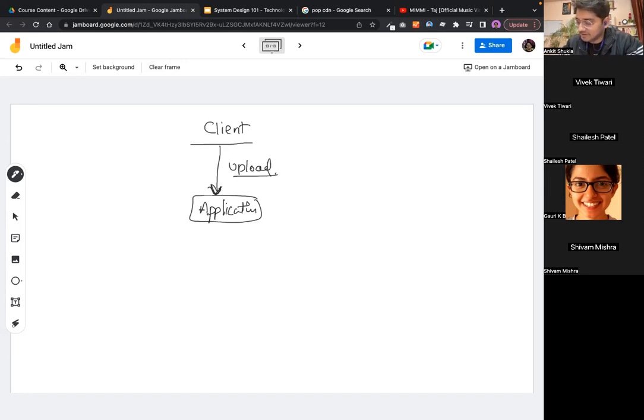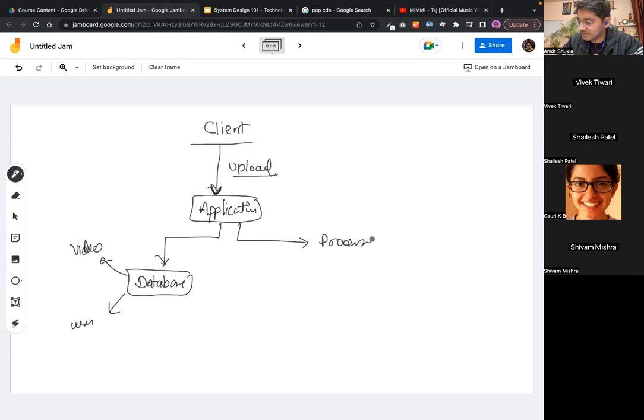Then the application logic will store this in the database. The tables we are going to use are the video table, and also a table known as users, in order to make sure that the right user is loading it. As soon as this is being done, in parallel it will also put it in the processing queue. If you have uploaded a video on YouTube, you will see that it takes like 10 to 15 minutes for a normal 1 hour video to process.